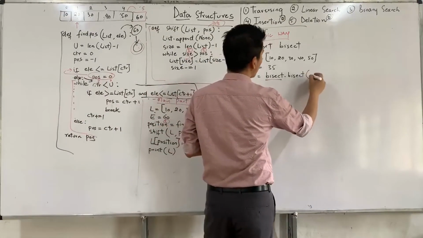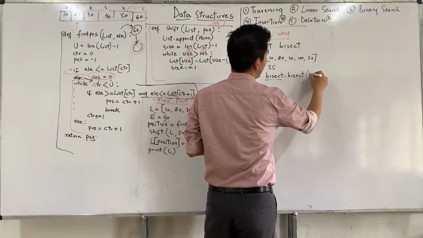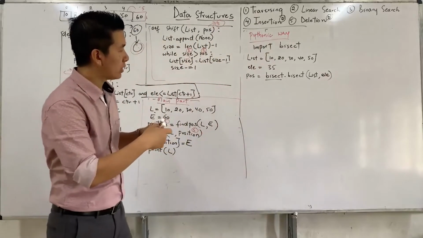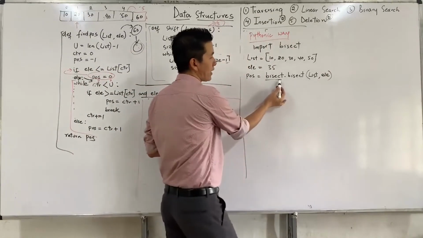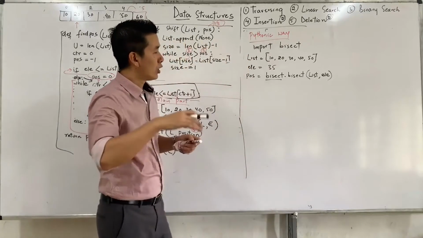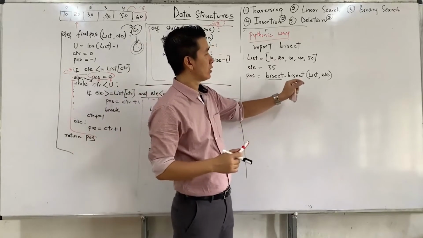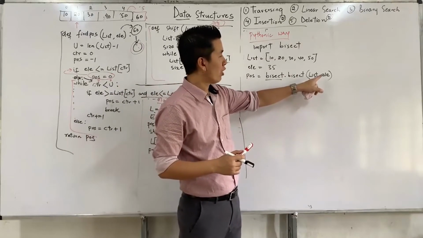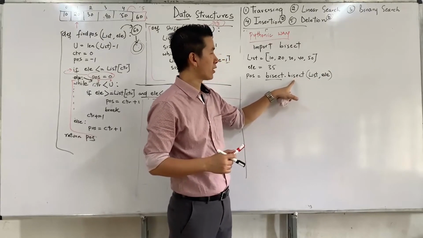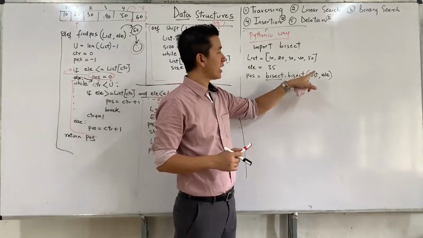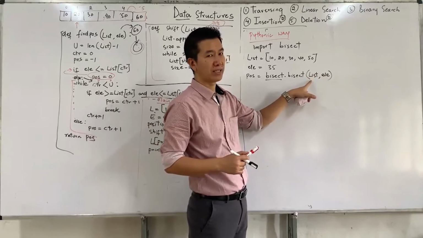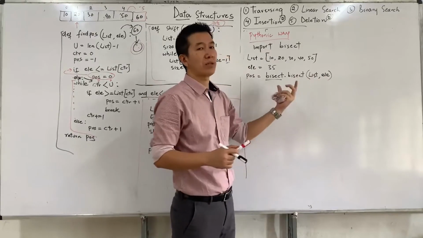And then you have two arguments: the list and the ele. So this is the bisect module and this is the bisect function. This function will look for the index of ele in the list. I repeat, this bisect function will look out for the index value or the position of the ele in the list. Now the question is, how does it function?